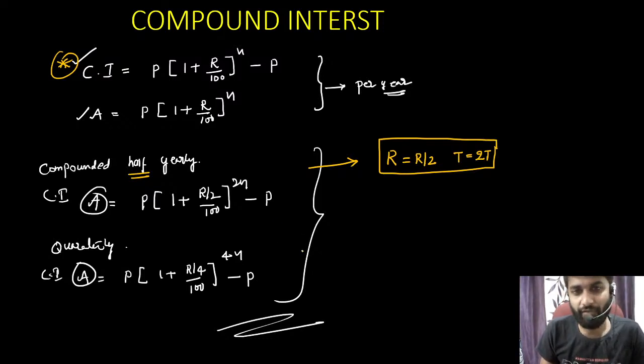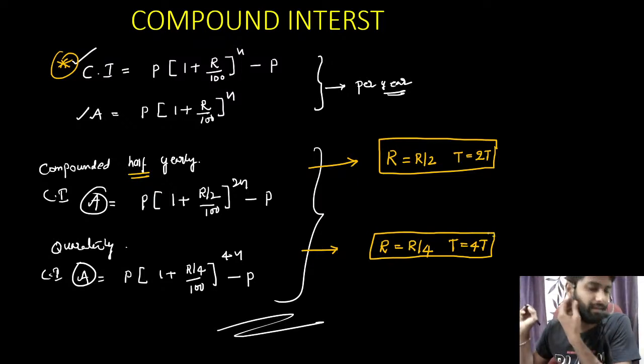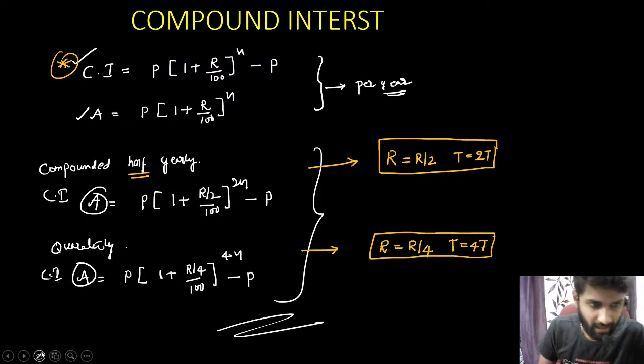If the question is related to quarterly, the rate of interest is 1 by 4th and the time period is 4 times. Don't memorize any formula, just remember these 2 points. If the question is half yearly, R becomes R by 2 and time period is 2t. If the question is quarterly, R becomes R by 4 and time period is 4t.